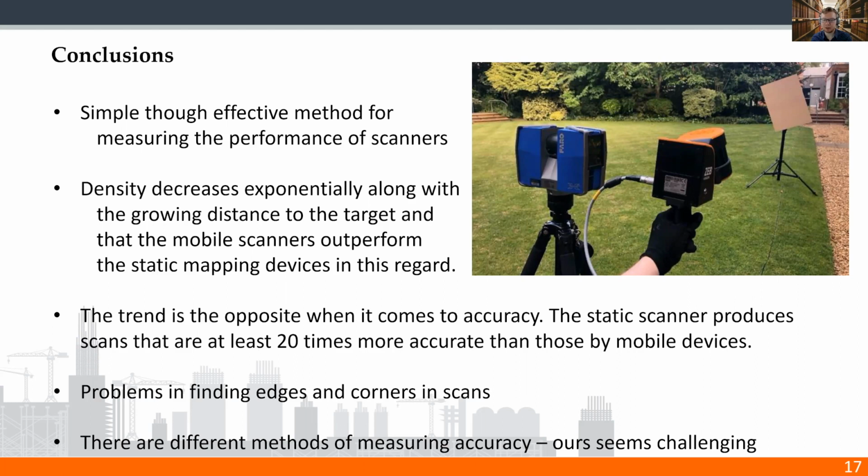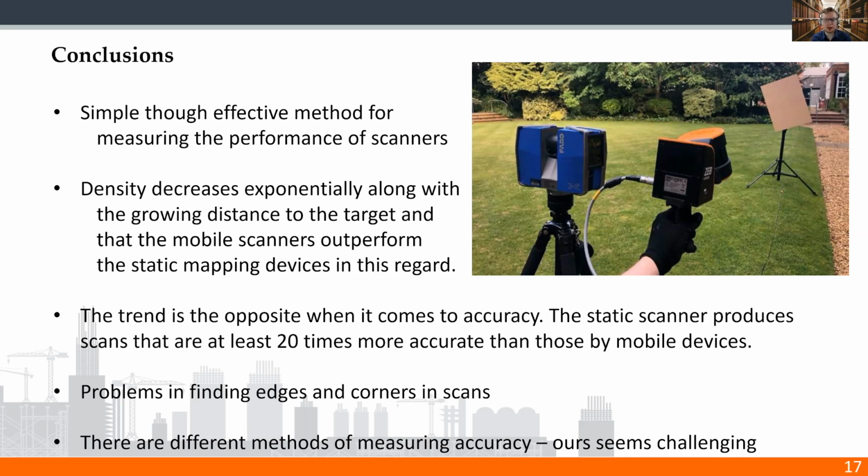The static scanner produces scans that are at least 20 times less noisy than those by mobile devices, while the accuracy specifications for such use cases as measured building surveys, topographic surveys, and low accuracy setting out are met by all the devices almost at the whole range. The more demanding use cases, such as engineering surveying, could only be satisfied by the static scanner.